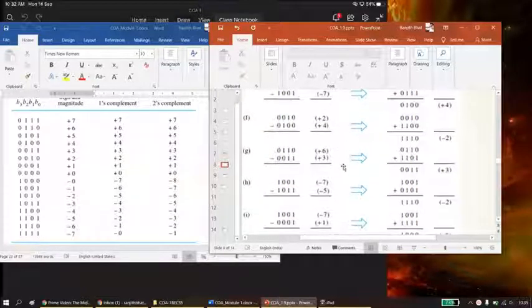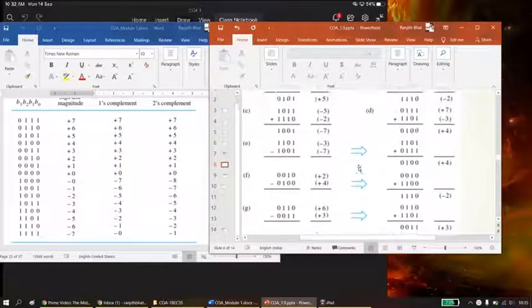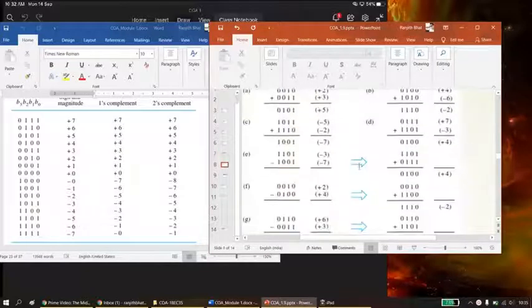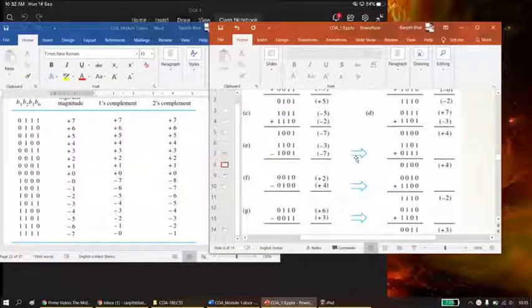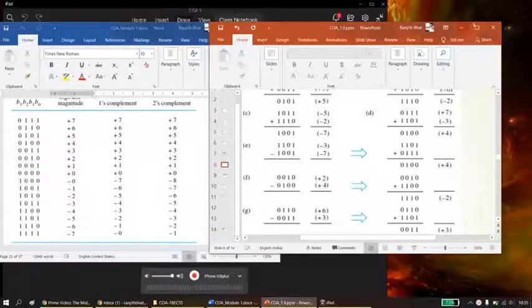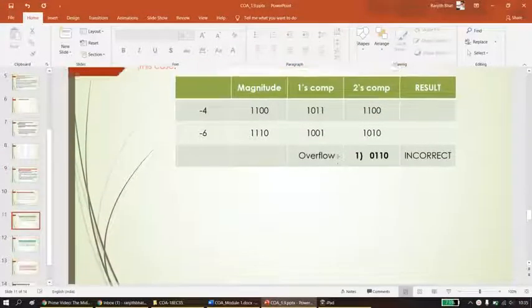I already mentioned you need to remember one thing, and that important point is, if we are adding and the signs are same, and the answer you are getting is in the same sign as the operands, then the answer is right. If we are adding and the sign is different, I'll just give you an example.